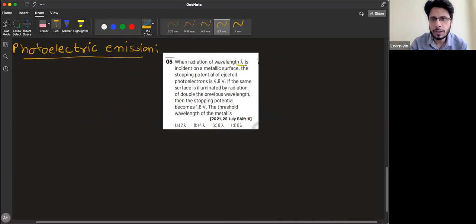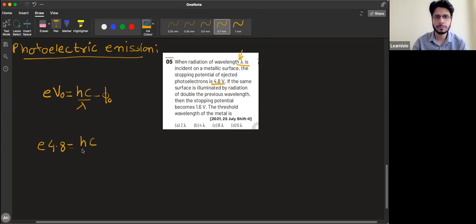Radiation of wavelength lambda is incident on a metallic surface. The stopping potential of ejected photoelectrons is 4.8. So the stopping potential is mentioned, which means we'll be using the equation eV naught is h nu minus phi naught. Now the wavelength is given, not the frequency, so we use hc by lambda minus phi naught. Initially the wavelength is lambda and the stopping potential is 4.8, so instead of V naught you can write 4.8. This is e times 4.8 equals hc divided by lambda minus phi naught. This is the first equation.